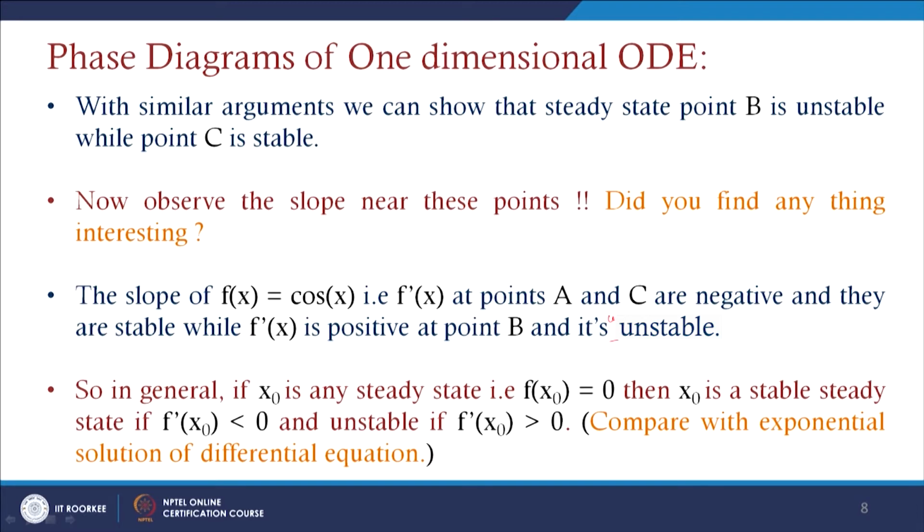So, in general, if x 0 is any steady state, that is f of x 0 equals 0, then x 0 is a stable steady state if f dash x 0 is less than 0, and unstable if f dash x 0 is greater than 0. We can compare these solutions with the exponential solution of differential equations. The solutions are represented in the form of x equals x 0 e to the power of lambda t, which will be written as e to the power minus lambda t.